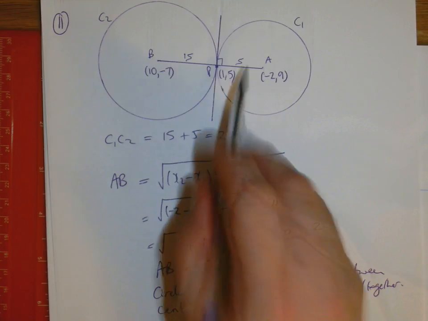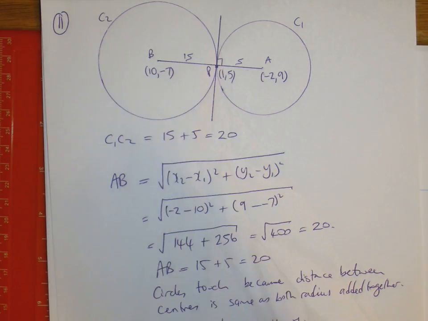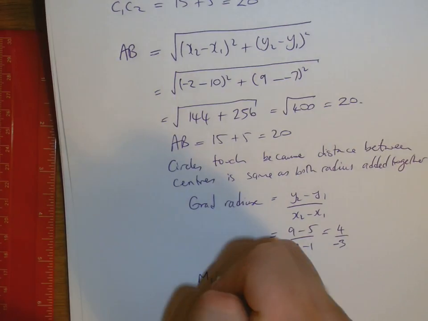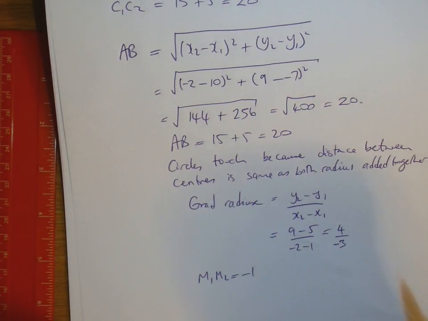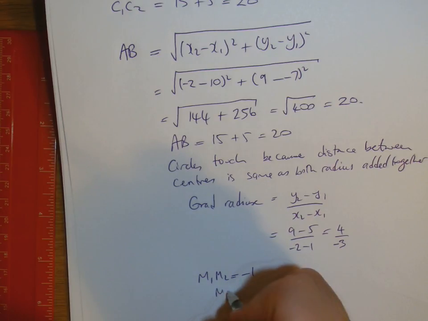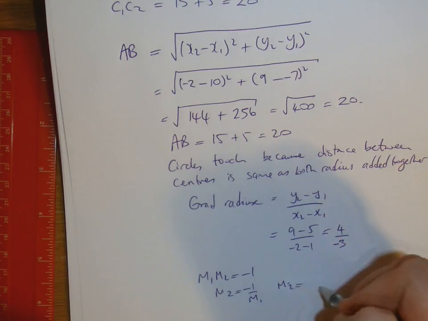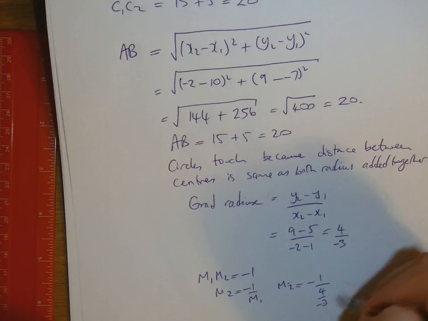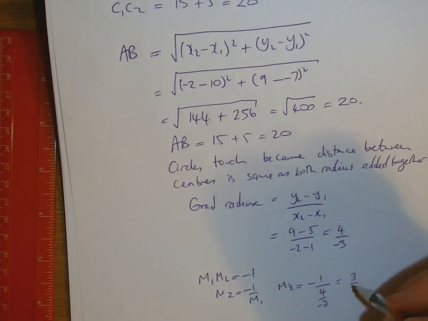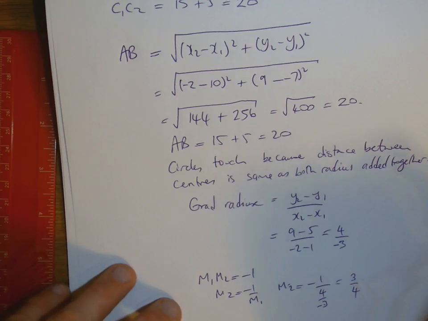To get the gradient of the tangent, we need to use the m1 m2 rule. So m1 m2 equals -1, which means m2 will equal -1 over m1. So m2 equals -1 over 4 thirds with a minus there. Flip that fraction, so you get 3 quarters. The 3 at the bottom goes to the top, and the two minuses disappear, it becomes a plus. So the gradient of the tangent is 3 quarters.